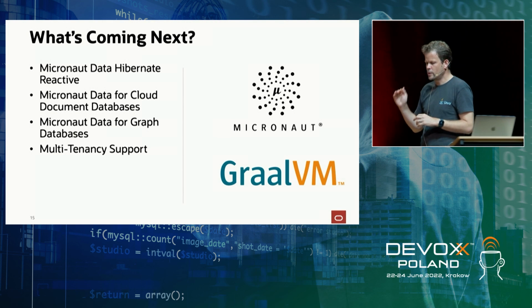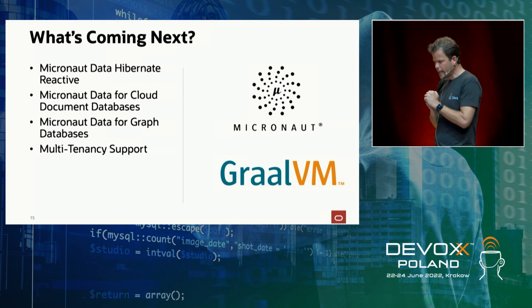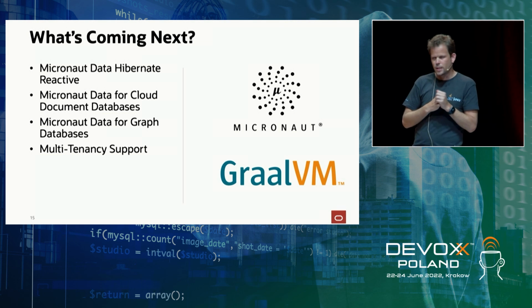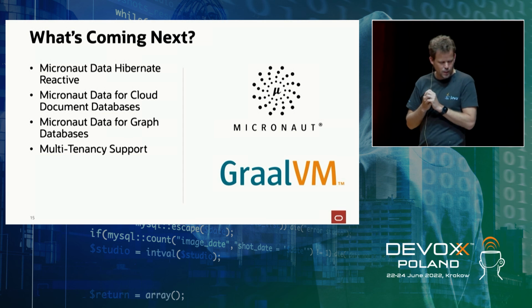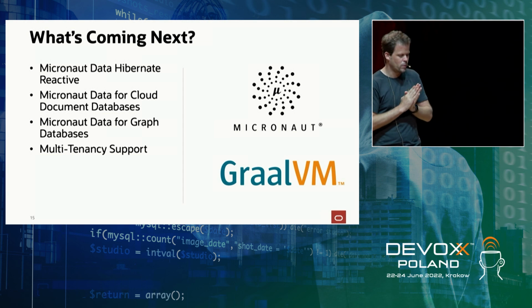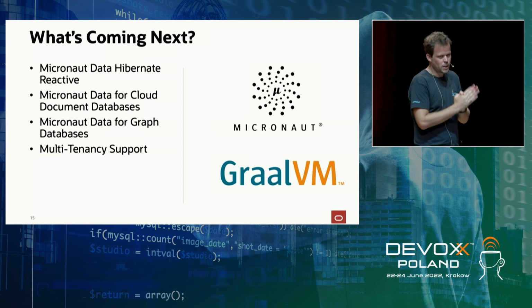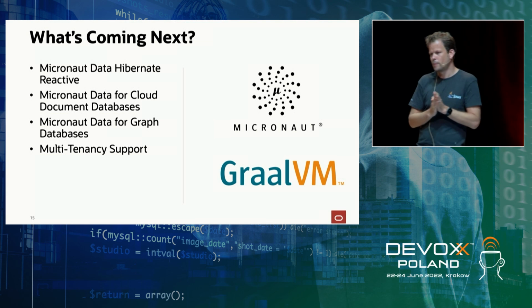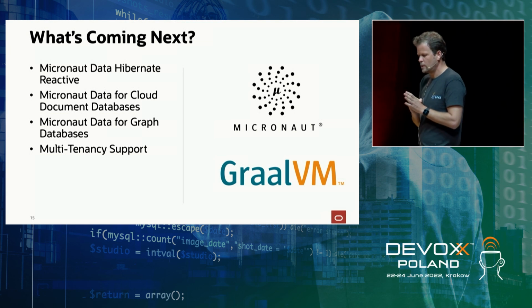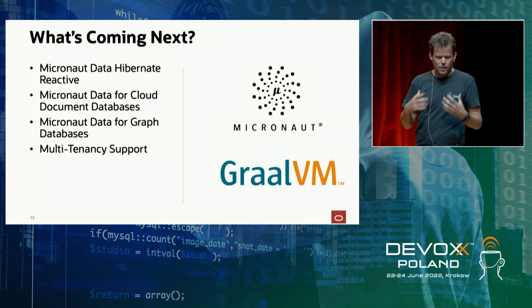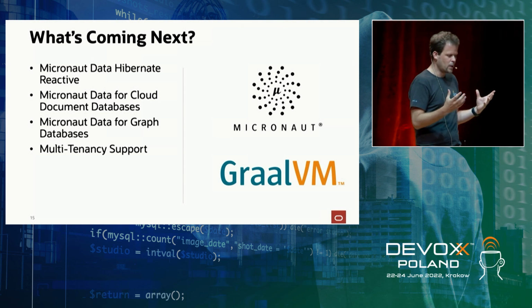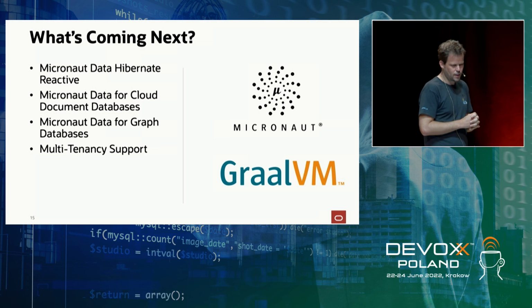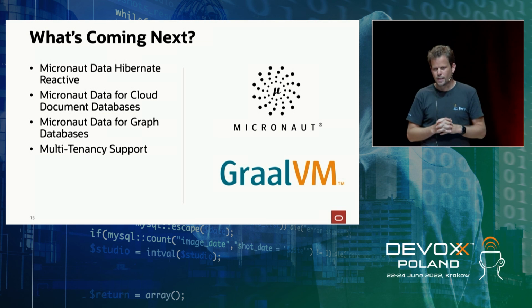What's coming next? So we're investing a lot in Micronaut Data. And in a few weeks' time, we're going to be releasing Micronaut 3.6. And I'm really excited because there's some good improvements coming in. The big improvement coming is we're releasing Micronaut Data Hibernate Reactive. So Hibernate Reactive is a new project from the Hibernate project, which lets you use the JPA Hibernate model, but on Reactive. So we're launching Micronaut Data Hibernate Reactive in a few weeks' time. And that's going to be awesome.